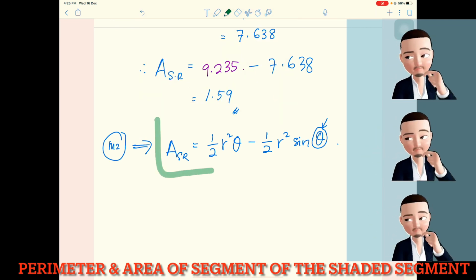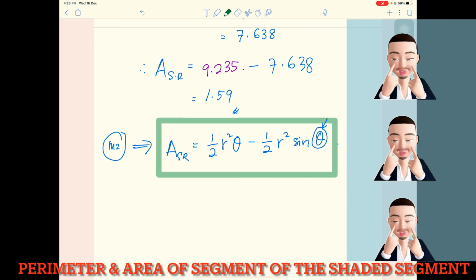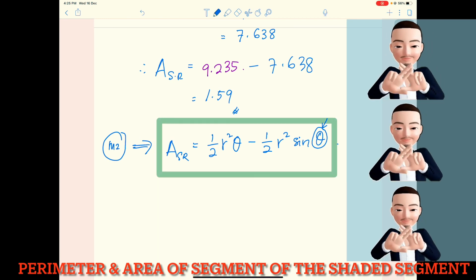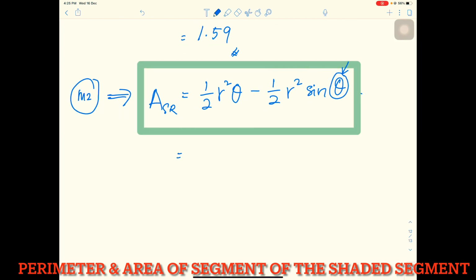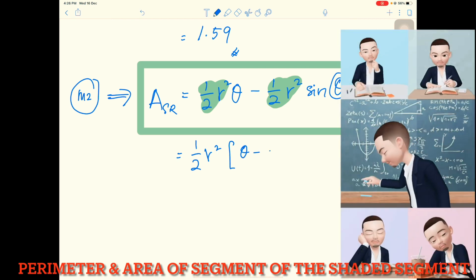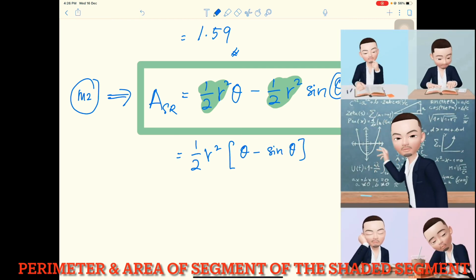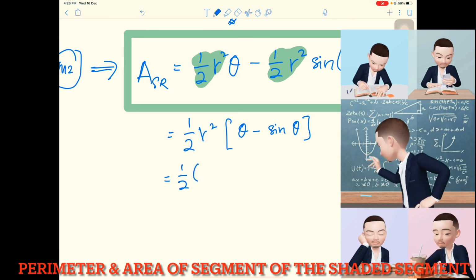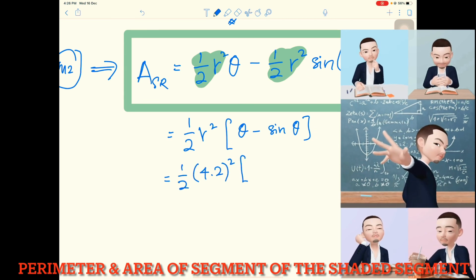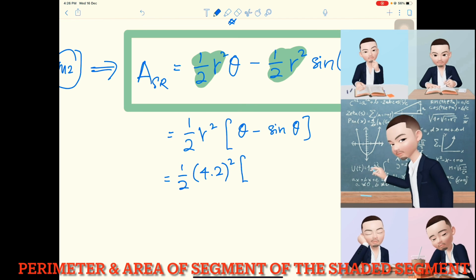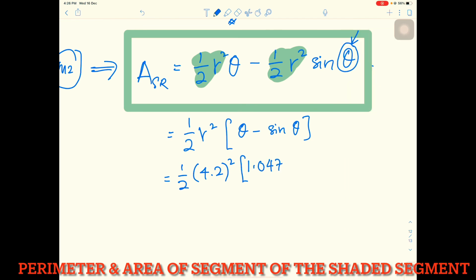You have to memorize this formula because normally it is not given in the exam. Straight away it equals 1 over 2, and since 1 over 2 r squared is the same in both terms, we can factorize r squared: 1 over 2 r squared, bracket theta minus sin theta. The radius is 4.2 squared, and theta in radians is 1.047 minus sin 60 degrees.